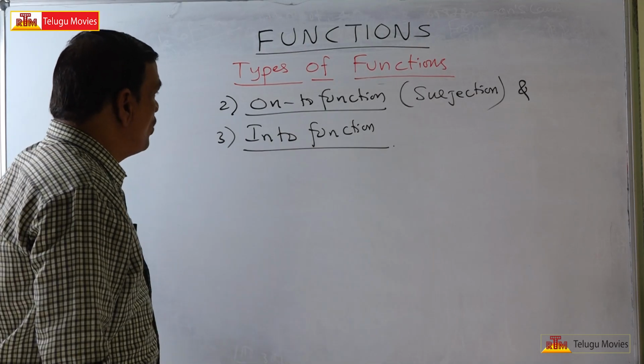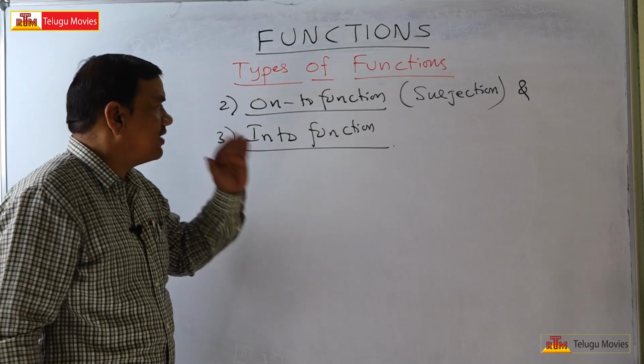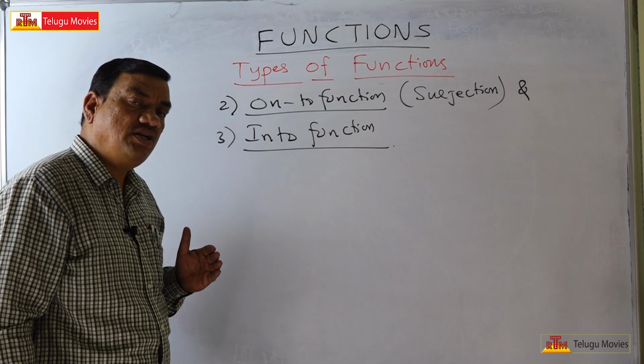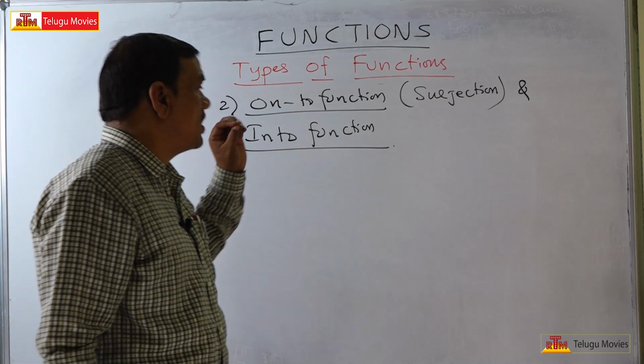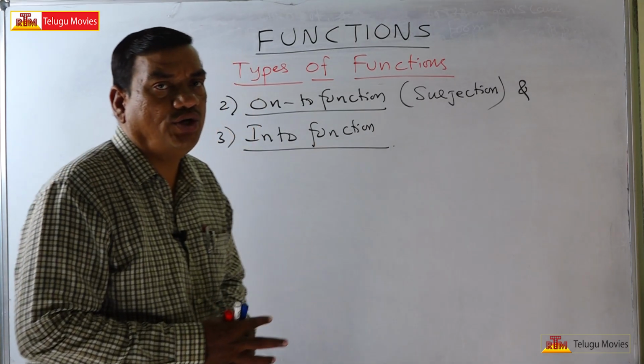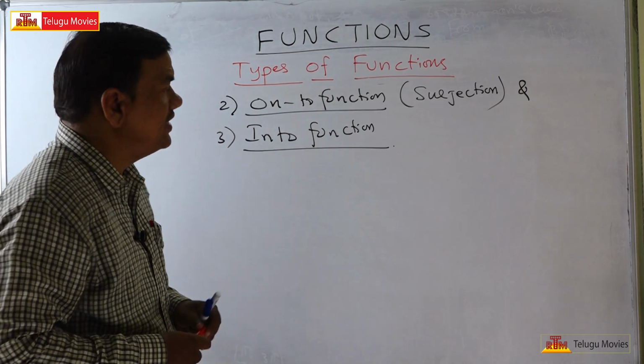Dear students, I am going to explain both onto function and into function. Why? Because if a function is an onto function, then it cannot be an into function. If a function is not an onto function, then it is called an into function. They are just quite opposite. So what an onto function is, is a very easy one.